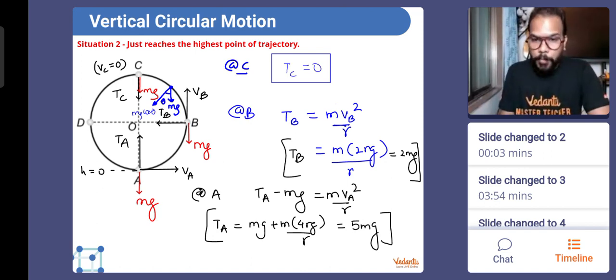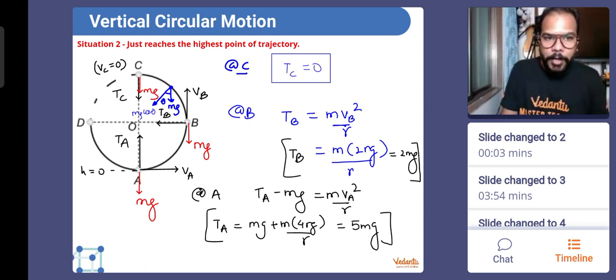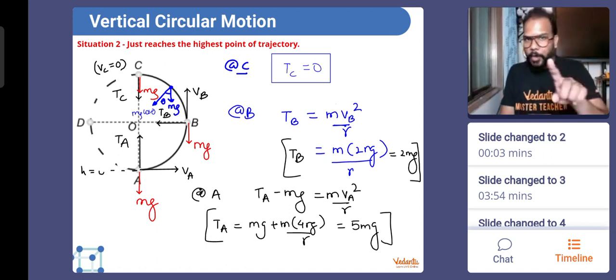Remembering the conditions are the most important things. What is happening when the body is just completing the circle? Okay, I should actually say here the body will not even be able to complete the circle. In this case the body will not be able to complete the circle.